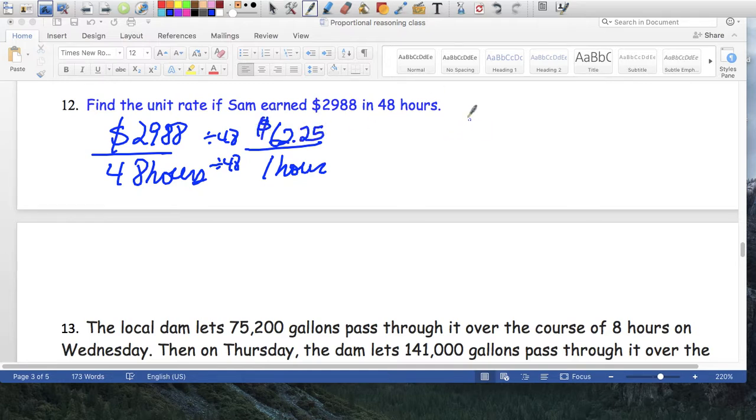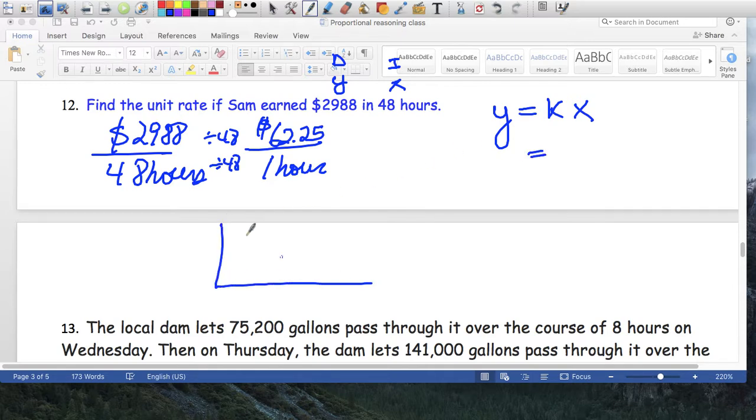But I also want you to know that you can do it this way. In this case, think about what your y and x is, input, output. So this would be your y value, this would be your x value, independent, dependent. And to think about it in the graph, this would be your money, this would be your hours. So just assume that this is 48, and on the top is 2,988, and that would be the point that I am talking about.